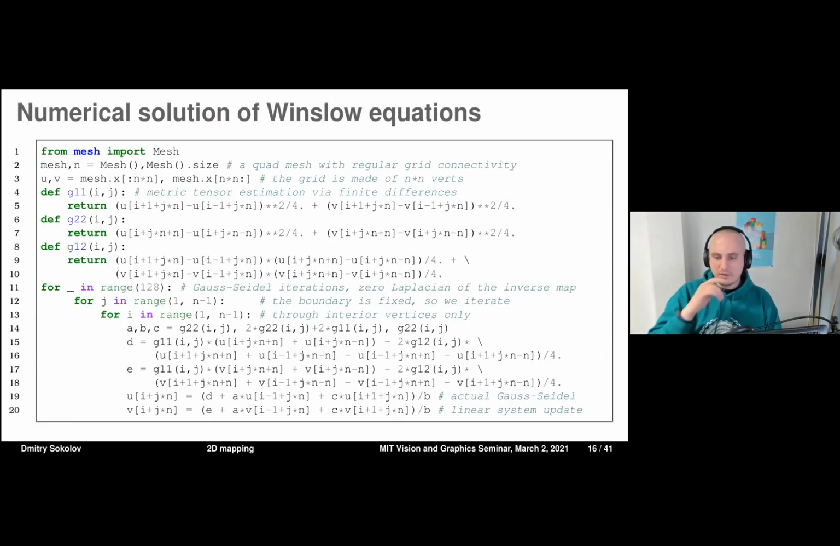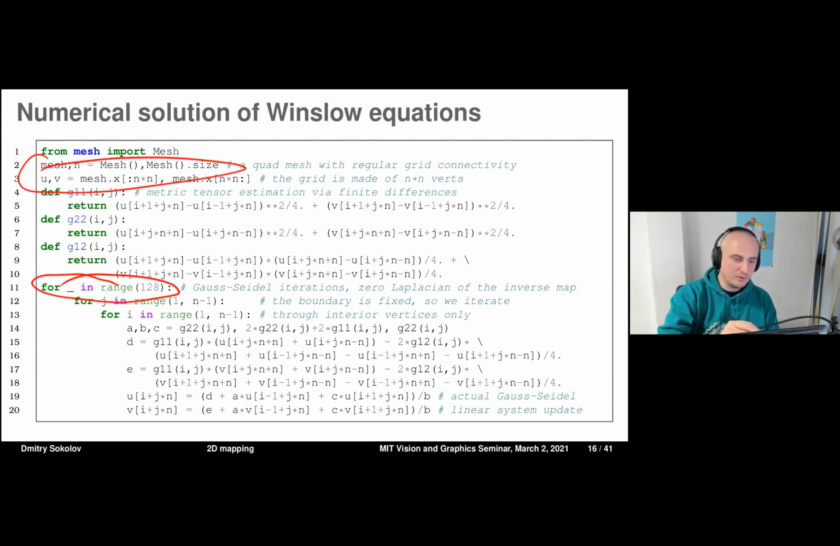Here is a Python code that solves the system. It has exactly the same structure as before. First, we define a grid. We perform a number of Gauss-Seidel iterations, and inside each iteration, for each interior node ij, we update its u and v coordinates.